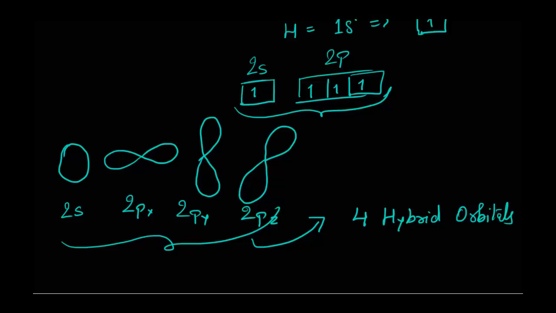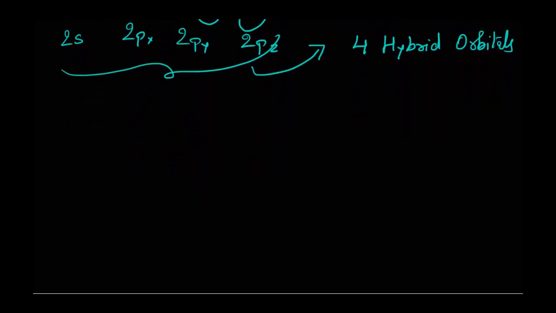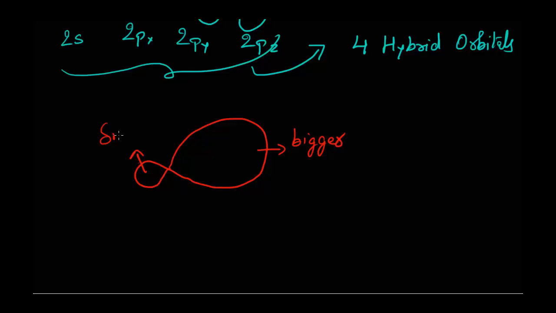What do I mean by hybrid orbitals here? So all 4 orbitals will intermix together and give me similar energy hybrid orbitals. The hybrid orbitals which are formed will be similar in energy, and each will have one electron. So how will these hybrid orbitals look? The hybrid orbital will look something like this. It will have a bigger lobe here, and here I have a smaller lobe.